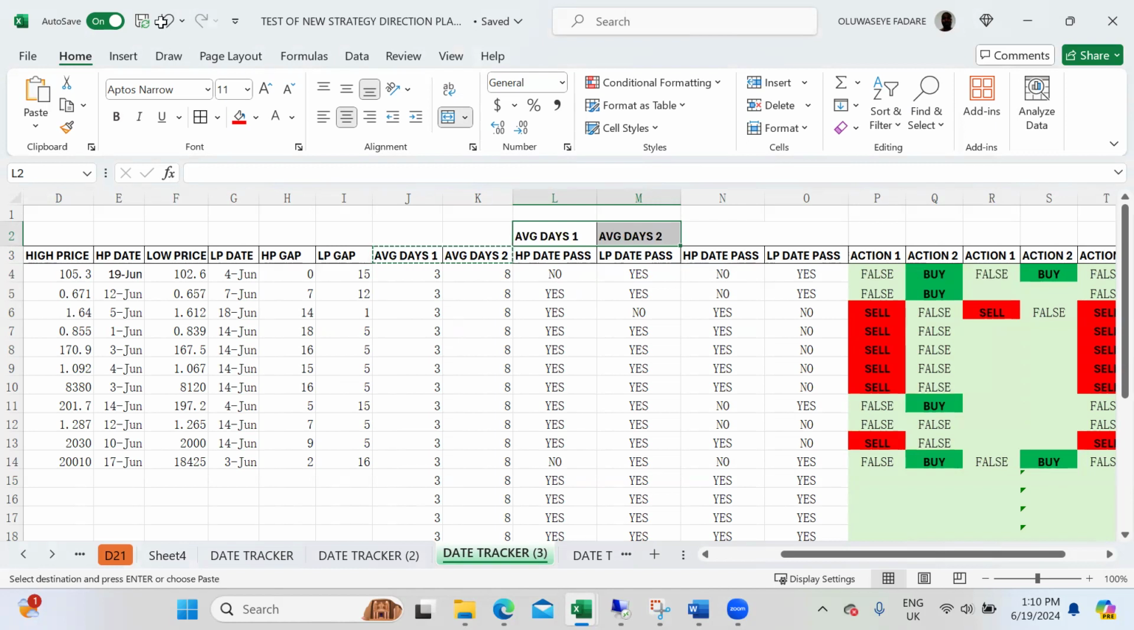So I think I made a mistake there. We have to copy them separately. Average is 1, average is 2.